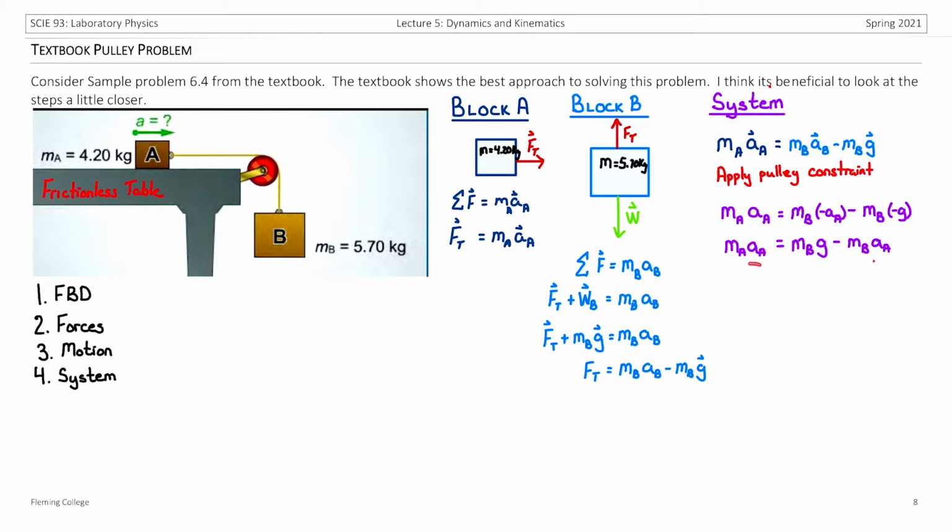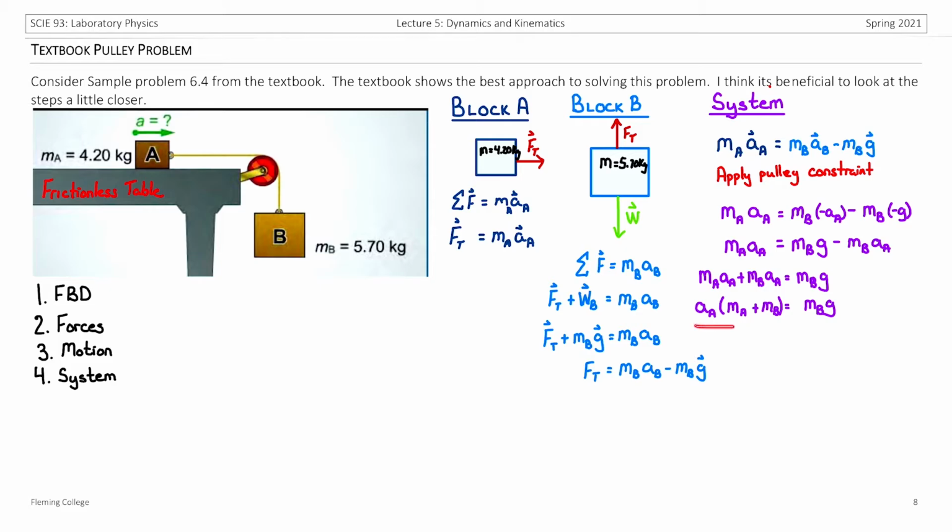My goal is to get the acceleration of block A alone. So I need to get any term with that variable on the same side. This term is subtracted from the right, so I'm going to add it to both sides. Now by looking at the left-hand side, I have two terms that share this acceleration of block A value. Like the previous problem, I'm going to apply factoring, which means I can take that A outside and multiply it by the mass of block A and mass of block B, all in brackets.